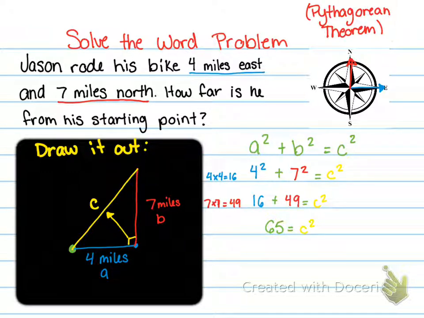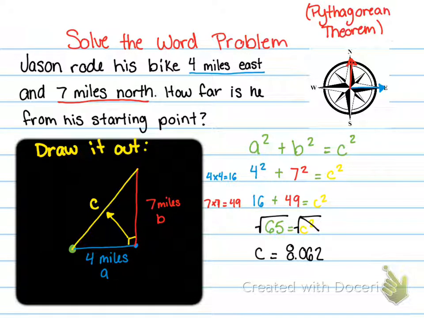The last step here is to square root. That is how you're going to get that c by itself. You have to do it on both sides. So we're going to do the square root of 65 and the square root of c squared. That cancels out the squared for the c, and the square root of 65 is 8.062. So c equals 8.062.